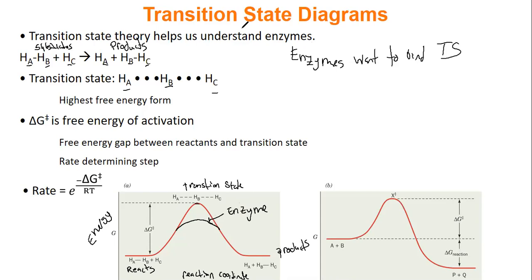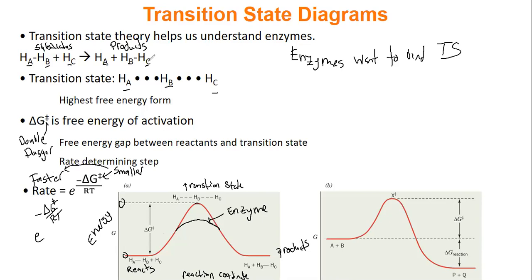And we can see that by understanding the math of enzymes. So the difference in energy from the reactants to the transition state, we call that delta G double dagger, right? This symbol is weird. It's called a double dagger. And the rate of our reaction is the exponent, so e to the minus delta G double dagger divided by RT, right? And so the idea is the smaller the value of delta G double dagger, the faster my rate is. And so enzymes make delta G double dagger smaller, therefore speeding up my reaction.